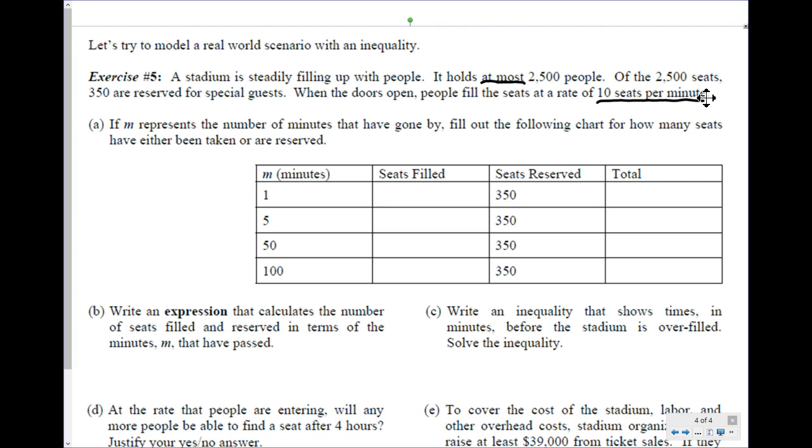If M represents the number of minutes that has gone by, I'm going to write that down somewhere. So M equals minutes. Just so I'm clear. My pen does this thing where when I write, the letters connect to each other, and it's irritating. So I'm sorry, I have to rewrite that all the time. So M is minutes. If M represents the number of minutes that have gone by, fill out the following chart for how many seats have either been taken or reserved.